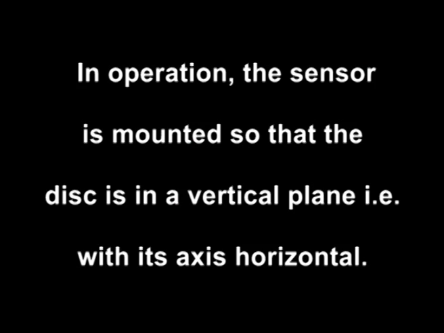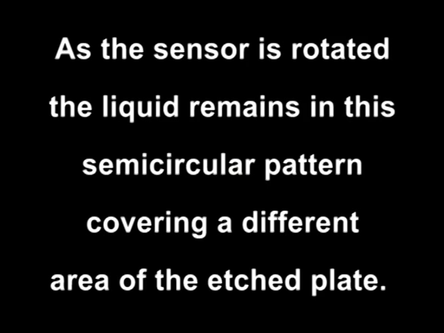In operation, the sensor is mounted so that the disc is in a vertical plane, that means with its axis horizontal. Gravity then acts on the liquid, pulling it down in the cavity, forming a semicircle. As the sensor is rotated, the liquid remains in this semicircular pattern, covering a different area of the etched plate. This change in the area results in a change in the capacitance. The change in the capacitance is then electronically converted into an output signal that is linear with respect to the input angle.